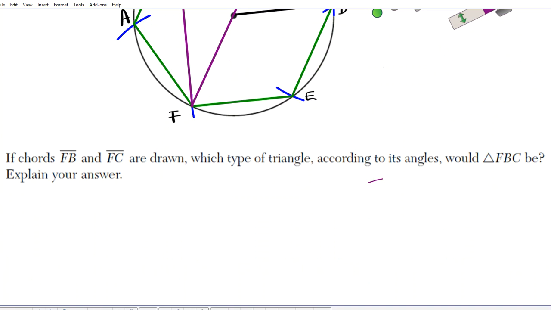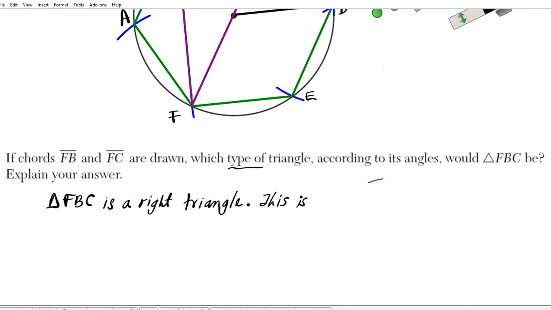That's what Thales theorem says. Okay, so let's go ahead and write it down. We're gonna answer the question first. Triangle FBC is a right triangle. Okay, remember we were asked to classify the type of triangle that triangle FBC is. So it is a right triangle. How do we know? Because it's due to Thales theorem. Okay, this is the explanation piece.